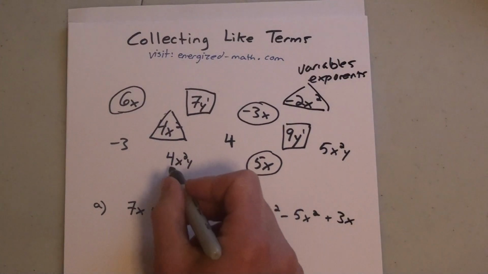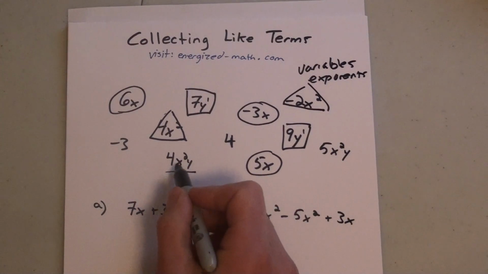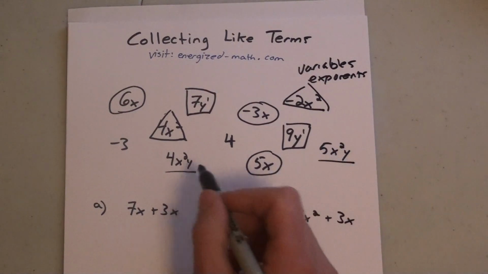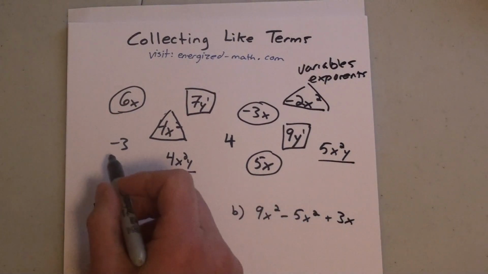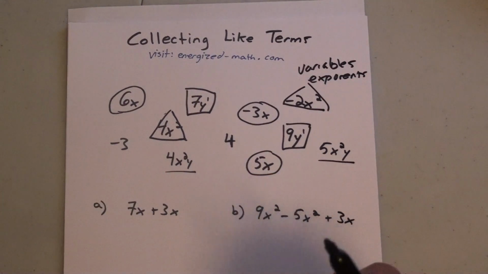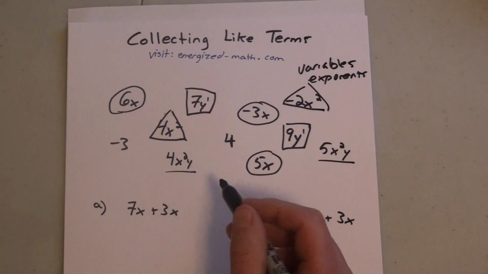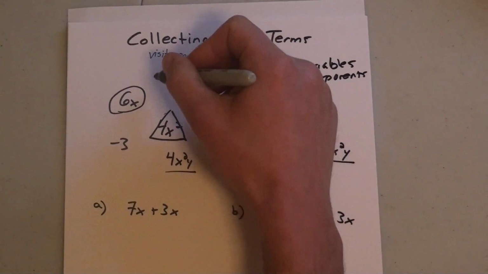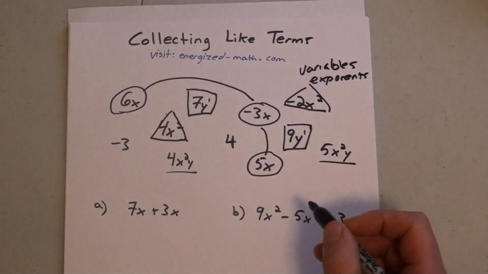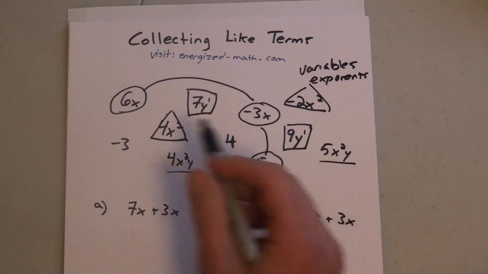The 4x squared y and the 5x squared y both have an x squared and a y. Those would be considered like terms. And then lastly, just the negative 3 and the 4 would be considered like terms. If terms are alike, you can add or subtract them together. So like the 6x and the negative 3x and the 5x, you can add and subtract them all together.